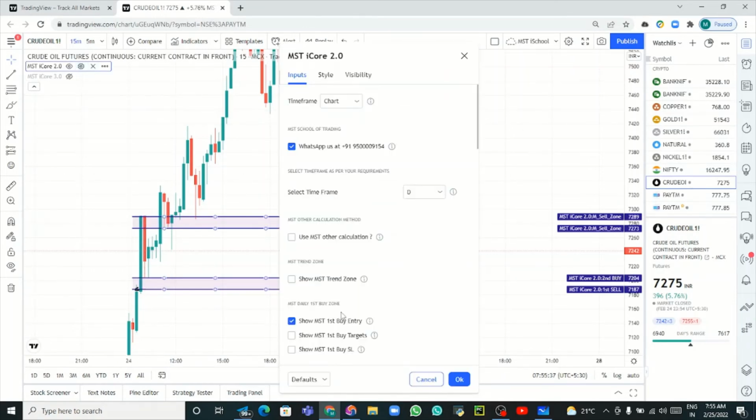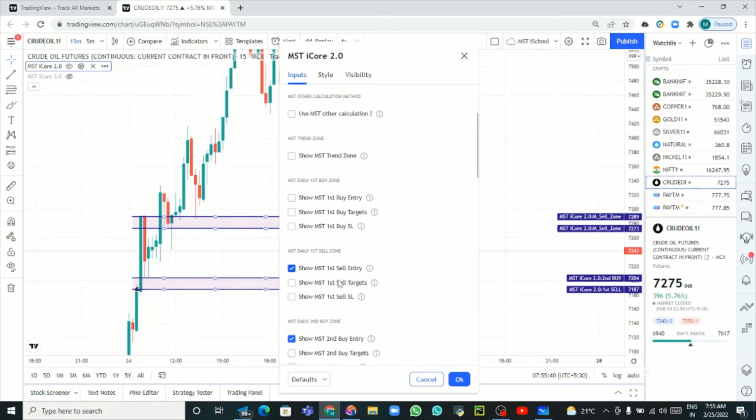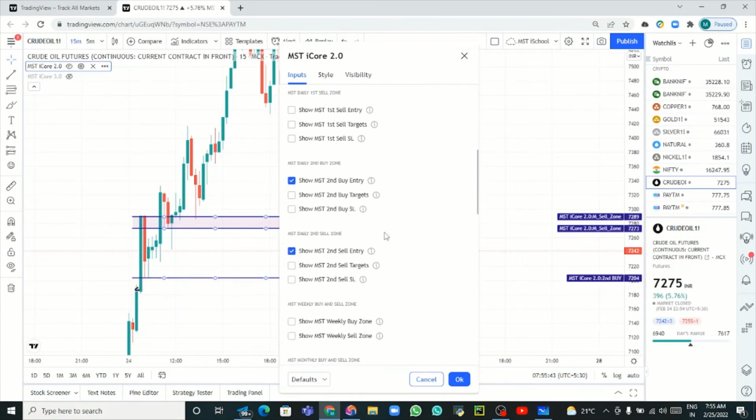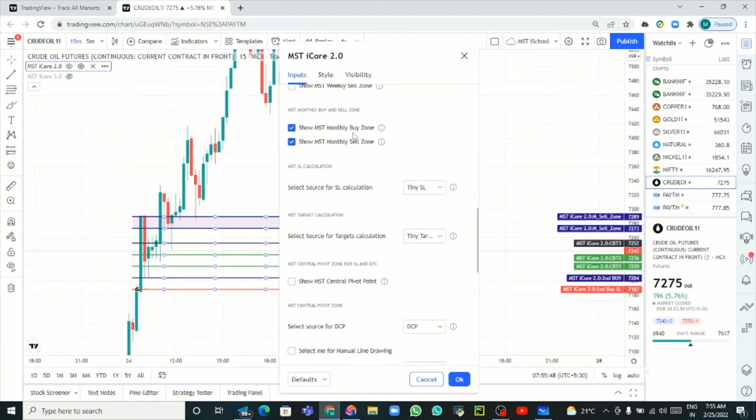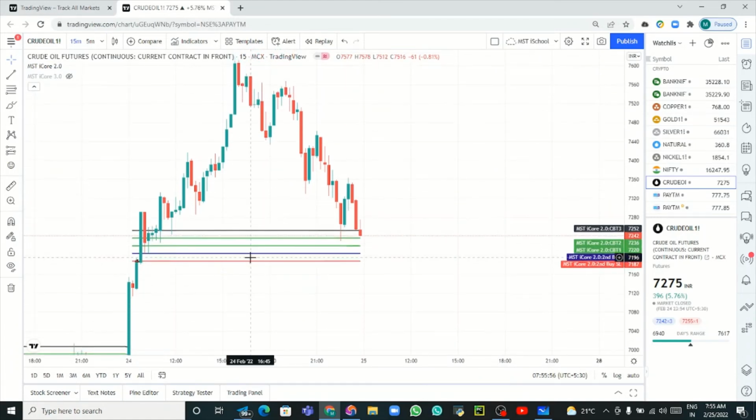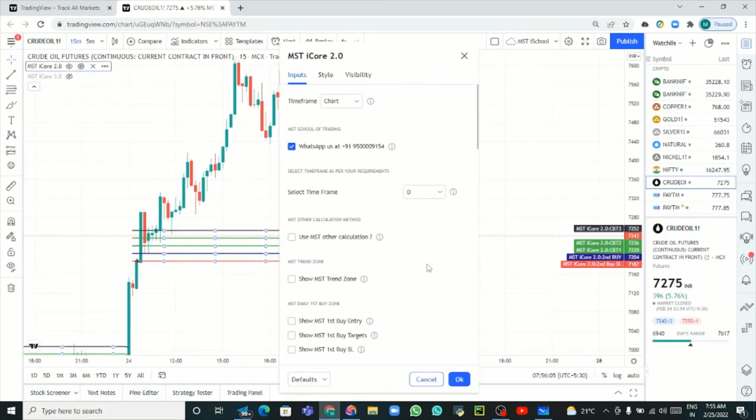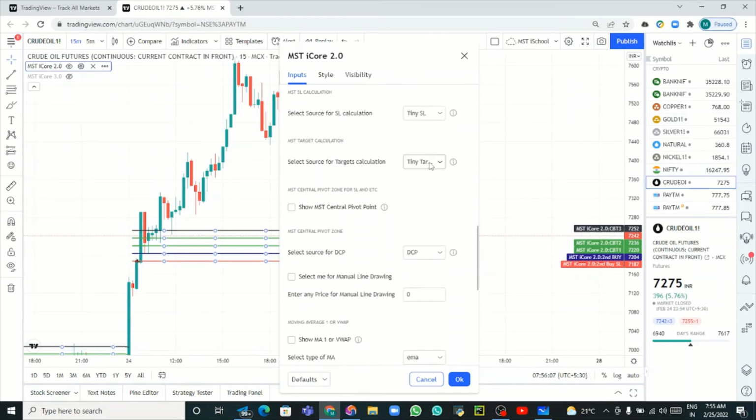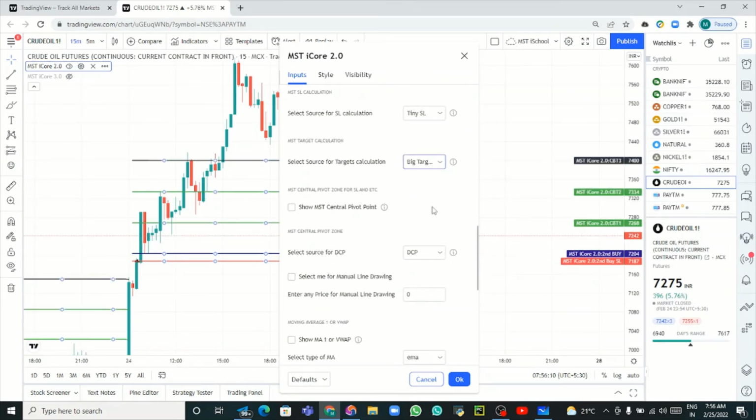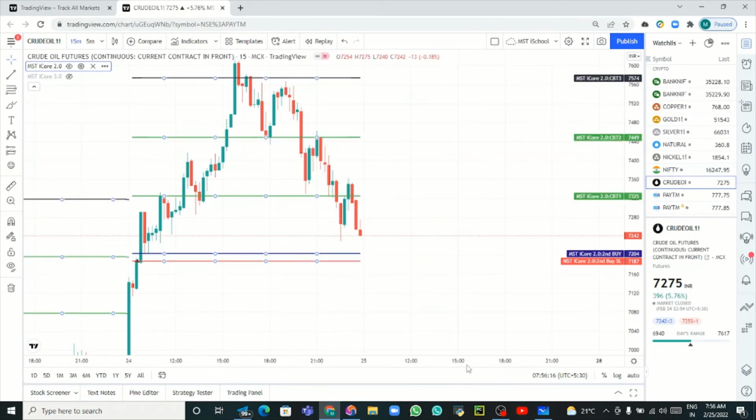So now what you have to do? Come here. Since first sell activated, you can keep the first sell entry. Then second buy activated, second buy SL, remove all other things. See here, we started our journey at 7204, and all our 3 targets have been achieved in a tiny SL. Then you can increase the targets. In big targets, 3 targets achieved. In big 2 targets, all the 3 targets have been achieved.